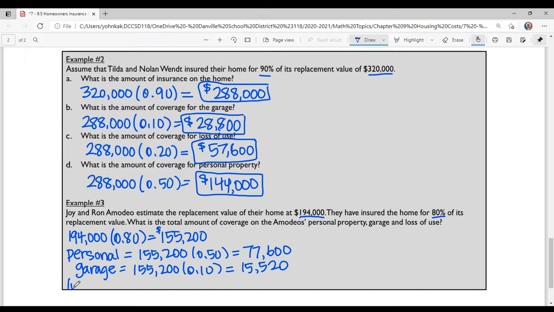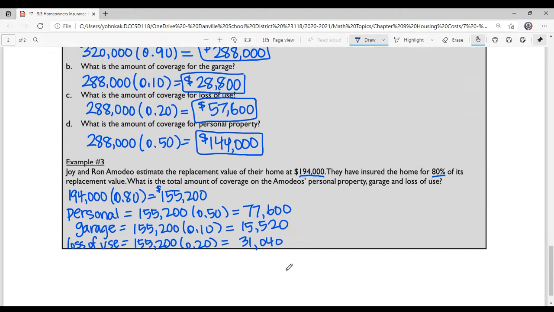And then finally for loss of use, I again go back to 155,200 and this time multiply by 20%. This gives me $31,040.